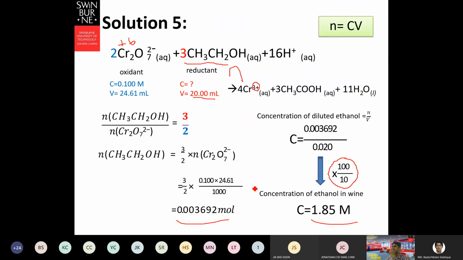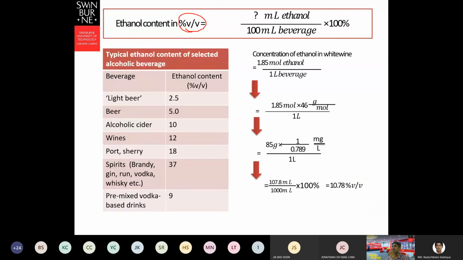Since we already know there was 1.85 molar concentration of this, from there we find that 1.85 mole of ethanol is in 1 liter, because it is a 1.85 molarity solution, right? So in 1 liter, how many moles of this ethanol will be there? So it is multiplied by 46 gram per mole.